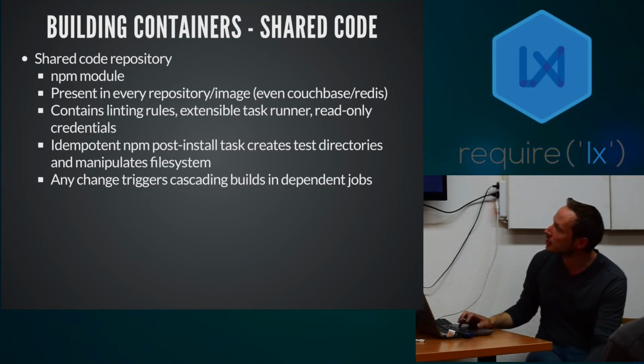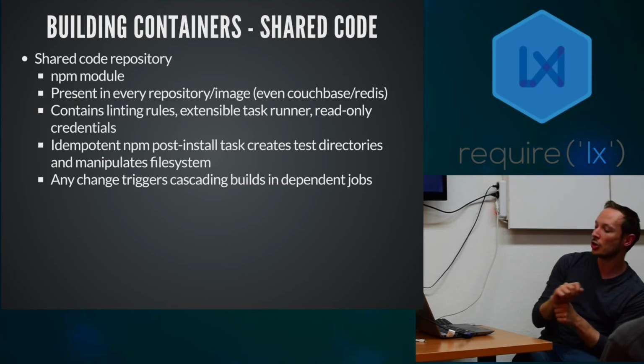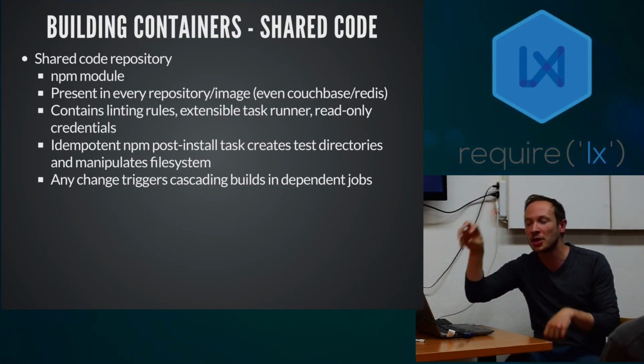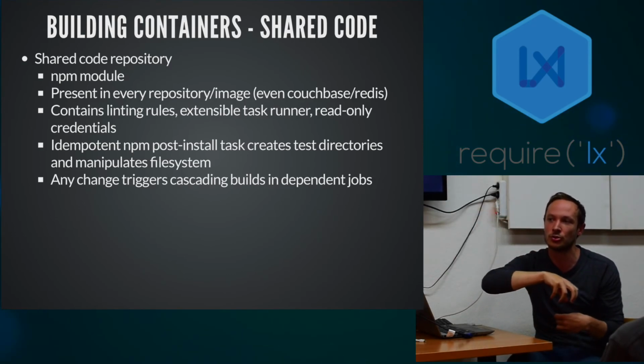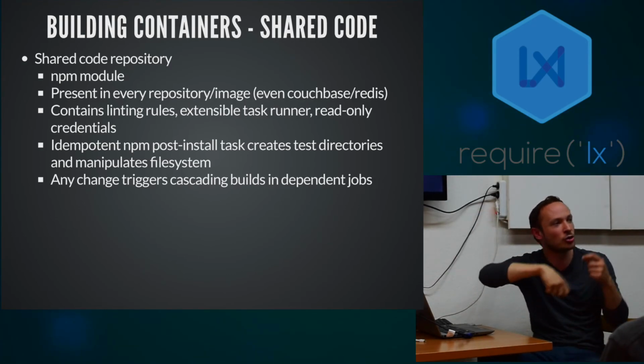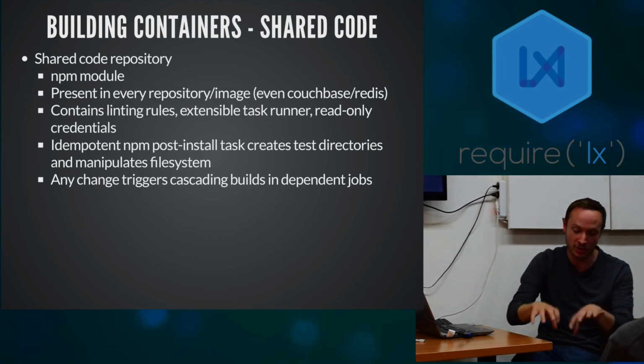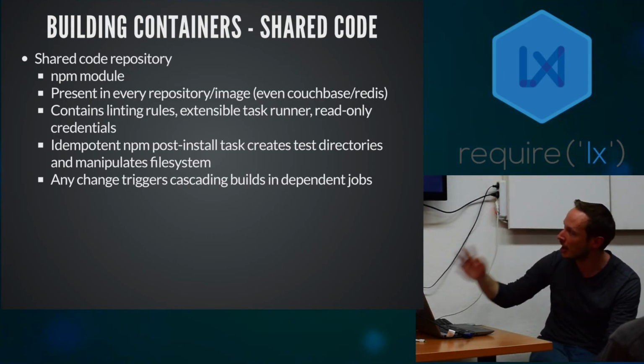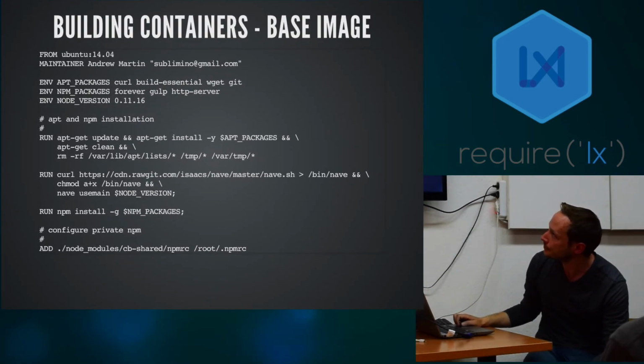So what this last point means is that anytime you make a change to that registry, that NPM module, because it's a dependency of every other module in the system, then one change triggers a cascading build of everything, starting from there, then its immediate dependencies, the whole system gets tested, and it gets pushed to production.